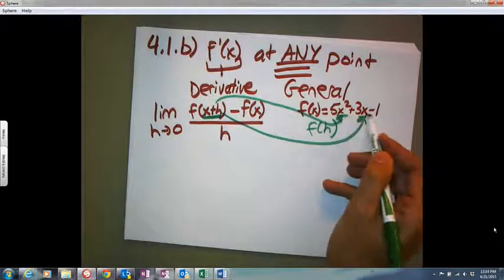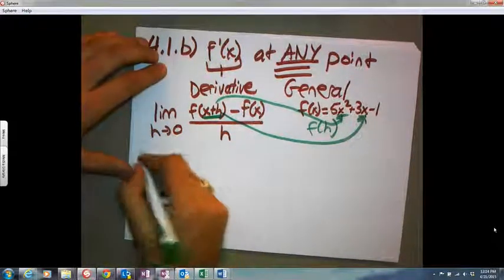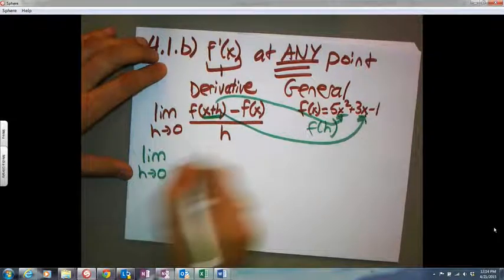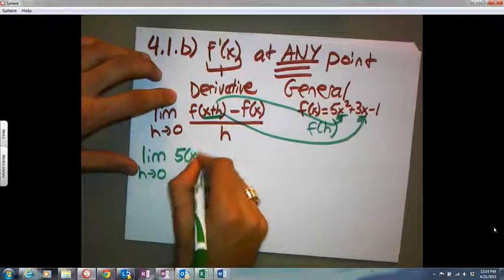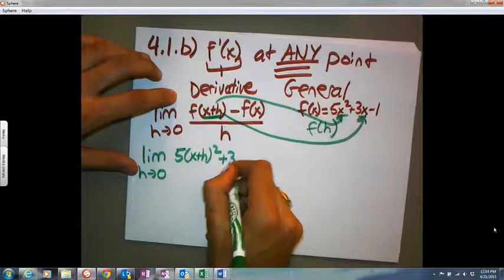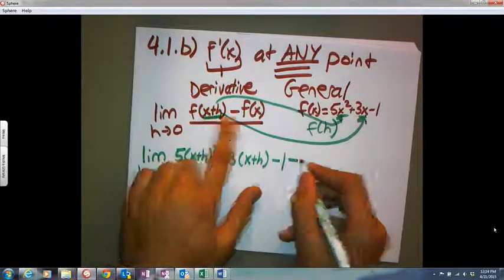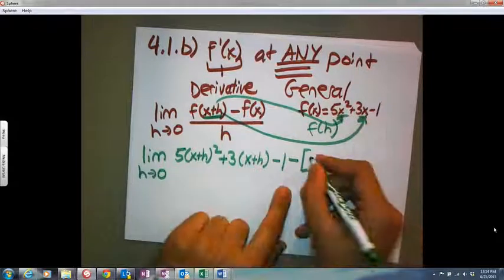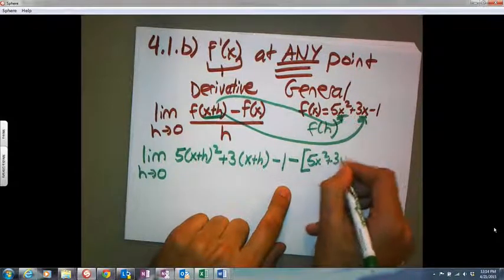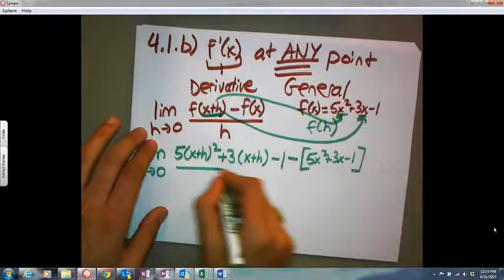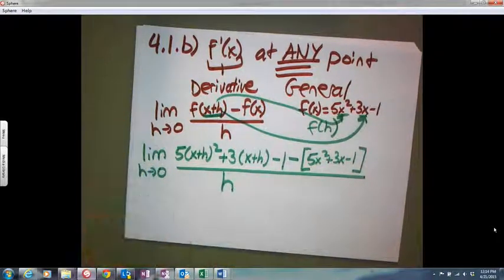So let's see what we got. We got limit as h goes to 0 of 5 times x plus h squared plus 3 times x plus h minus 1, that's this part, minus f of x. Here's f of x. And that's all divided by h. A lot of algebra coming up. There's not 1. Where's 1? Yeah. Minus 1? Okay.